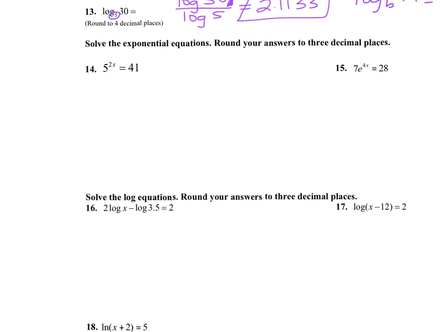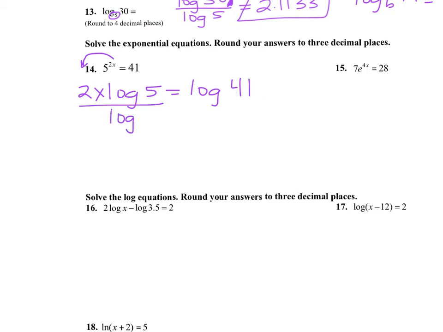Okay, solve the exponential equations, round your answers to 3 decimal places. What do we do here? Take the log of both sides. So log 5, I'm going to move that 2x out in front. So 2x log 5 equals log 41. If you want to do that in 2 separate steps, do it in 2 separate steps. That's totally fine.